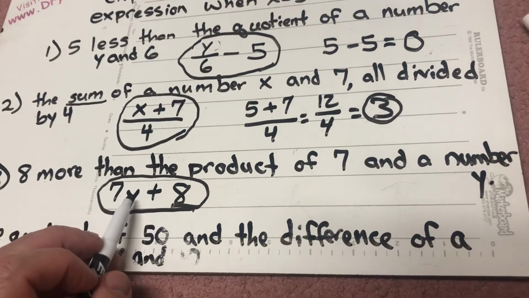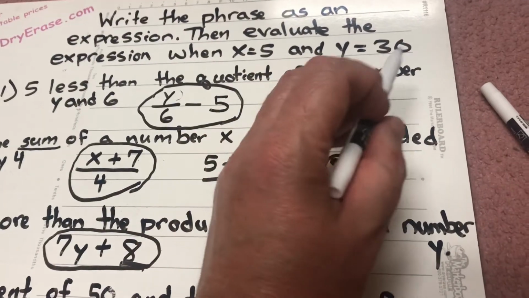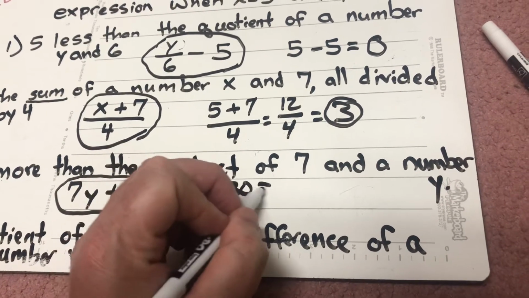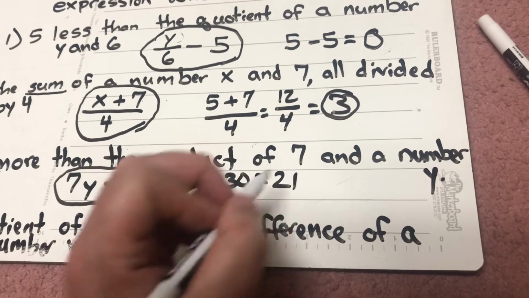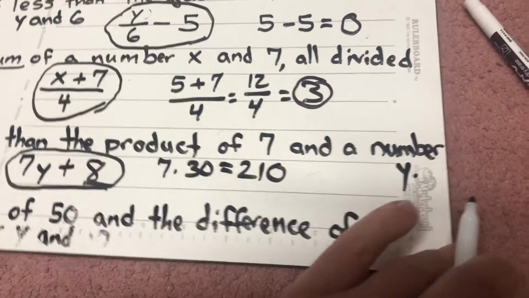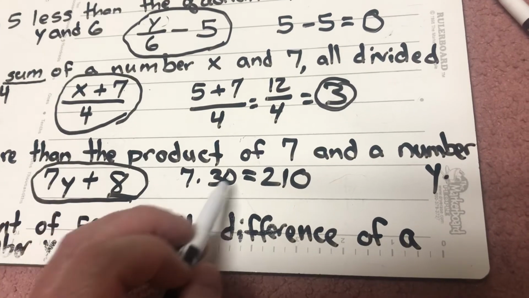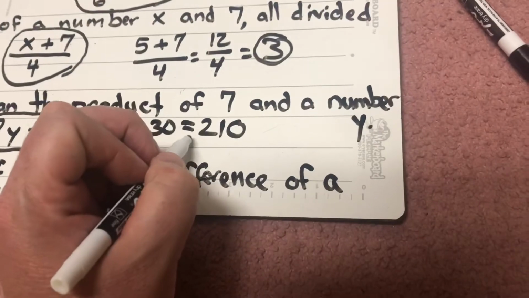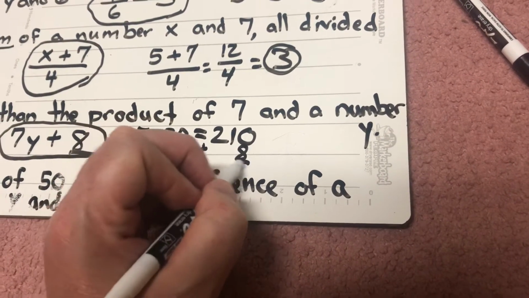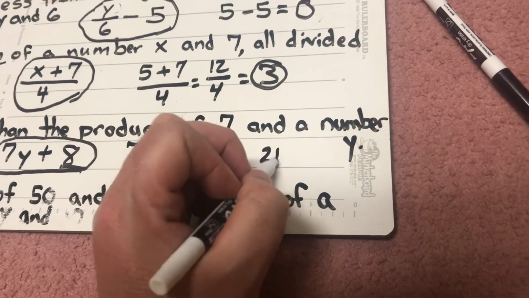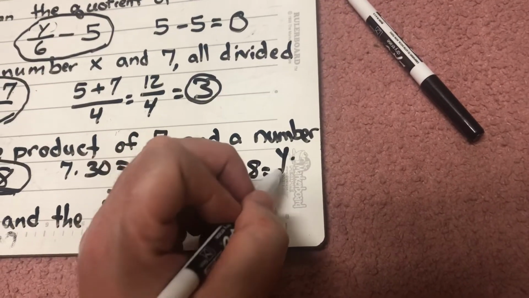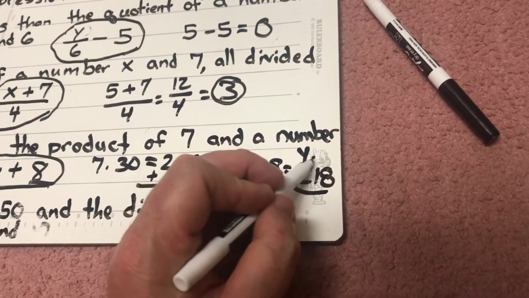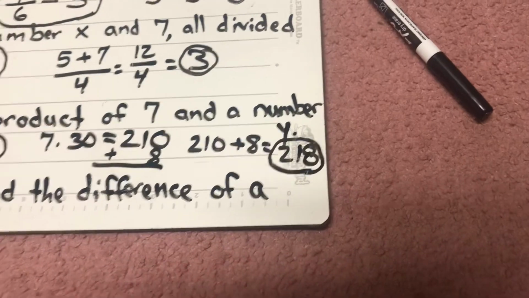Now I want to solve it. So it's 7 times y. Well, it tells me that y equals 30. So when I figure out what 7 times 30 is, I know that 7 times 3 is 21. Add the 0, I get 210. 7 times 30 is 210. But then it tells me I'm adding 8. 210 plus 8, I believe, is 218. And that's the answer to evaluate the expression.